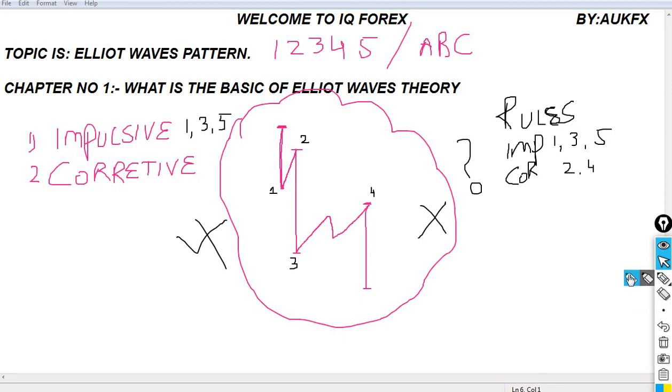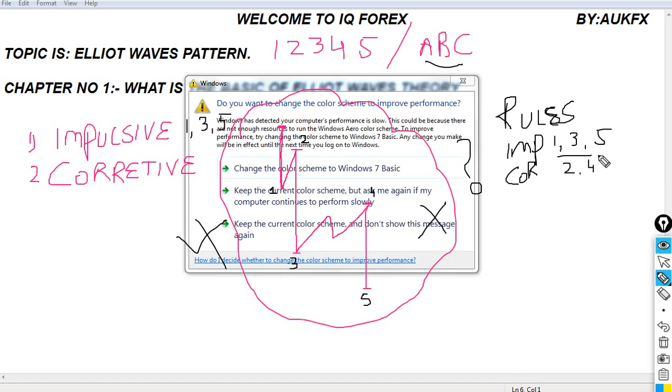Now we name them 1, 2, 3, 4, 5. The question is, why don't we name them A, B, C? Rule number 1 is that the impulse waves will be 1, 3 and 5 and the correction waves will be 2 and 4. But what is inside this correction?